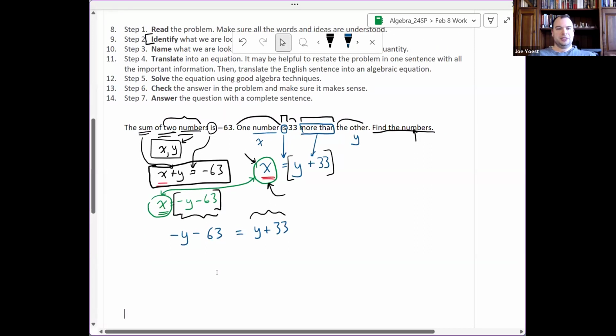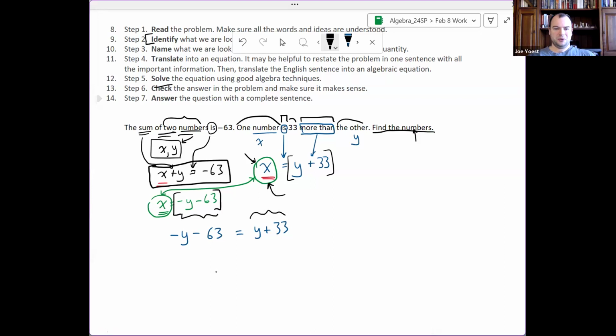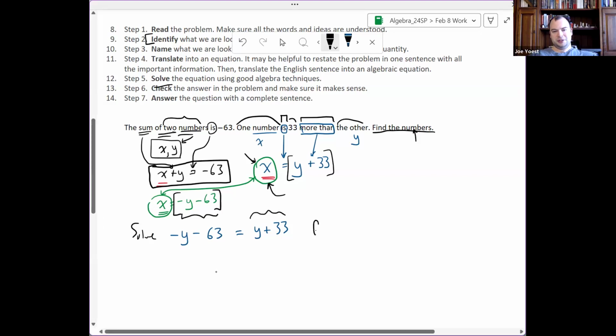So we've got through step 4 now. And now we just have to solve the equation. So for this step, I can kind of forget that I'm working on a word problem here. I just go back to chapter 2. If I just said solve this equation for Y, what would I do?